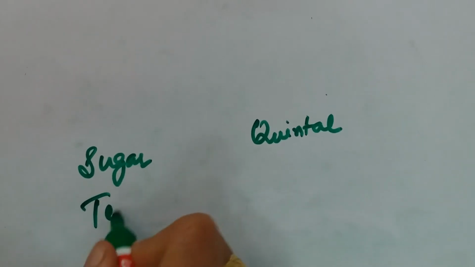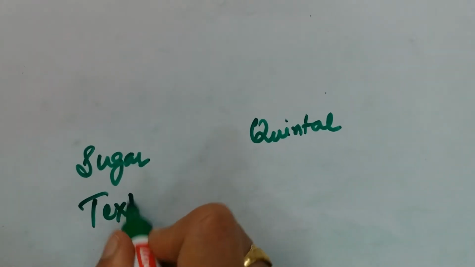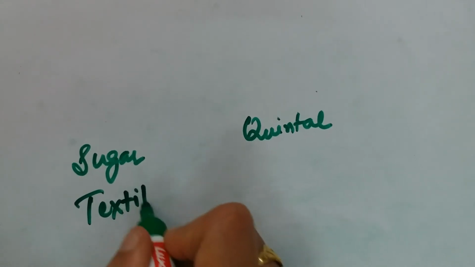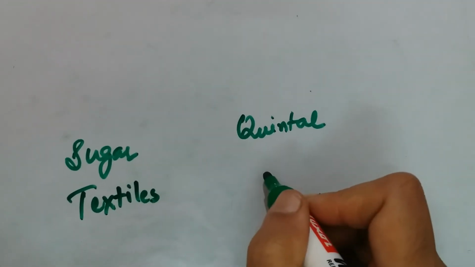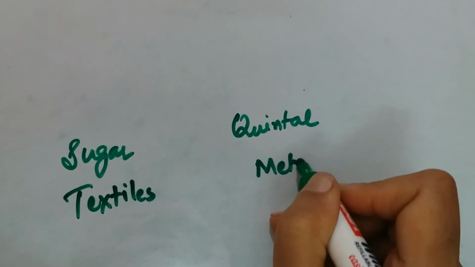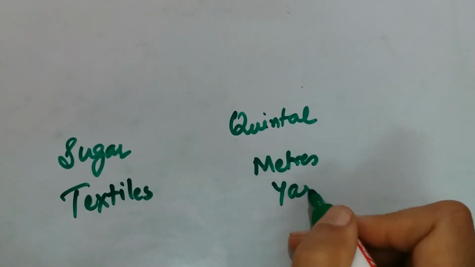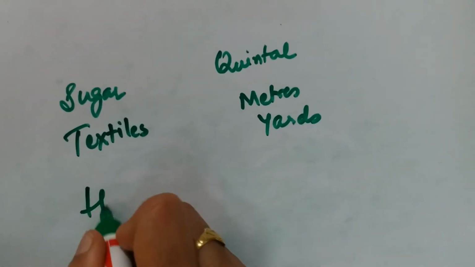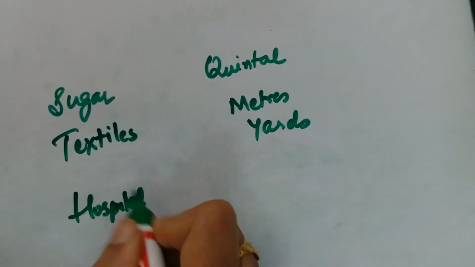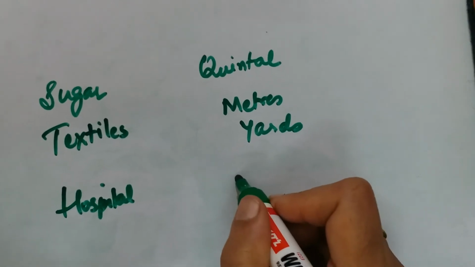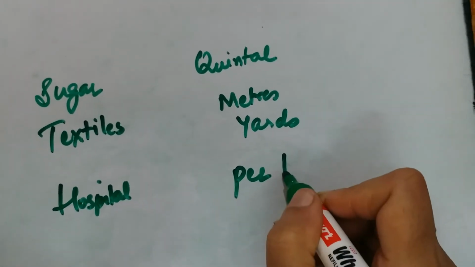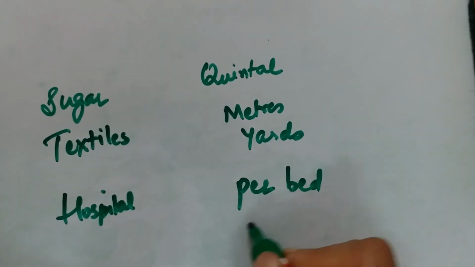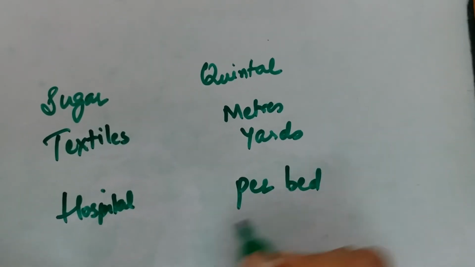How the textile industry, the cloth example which I gave you, measures the cost. They measure the cost in meters, it can be in yards also. How would a hospital measure the cost? It is going to be per bed, so it can be the room charges, the per bed charges.